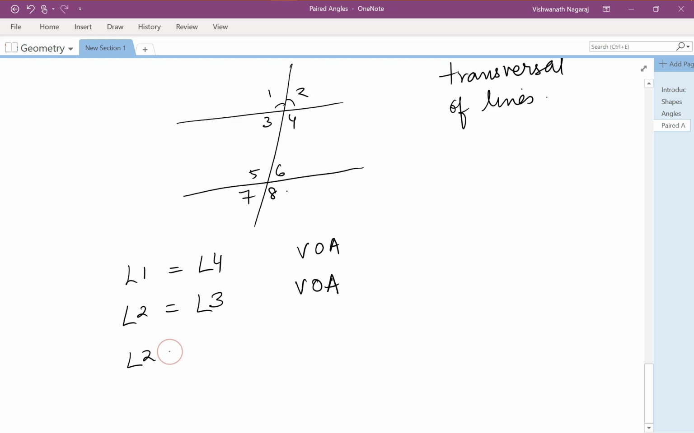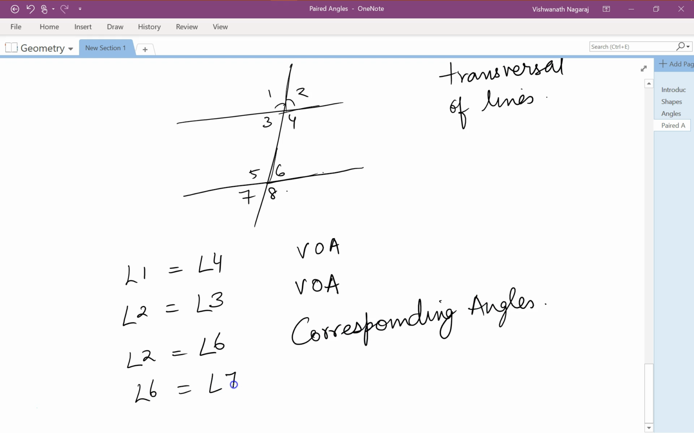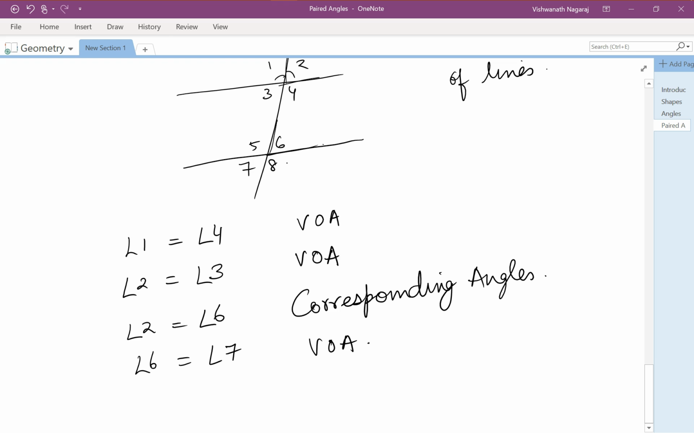Now, angle 2 is equal to angle 6. By looking at it itself, you can see that this angle and this angle, they look very similar. So these are called corresponding angles. Angle 6 is equal to angle 7. Why? Vertically opposite angles. Okay. Now, angle 1 is equal to angle 4. Why? Vertically opposite angle.